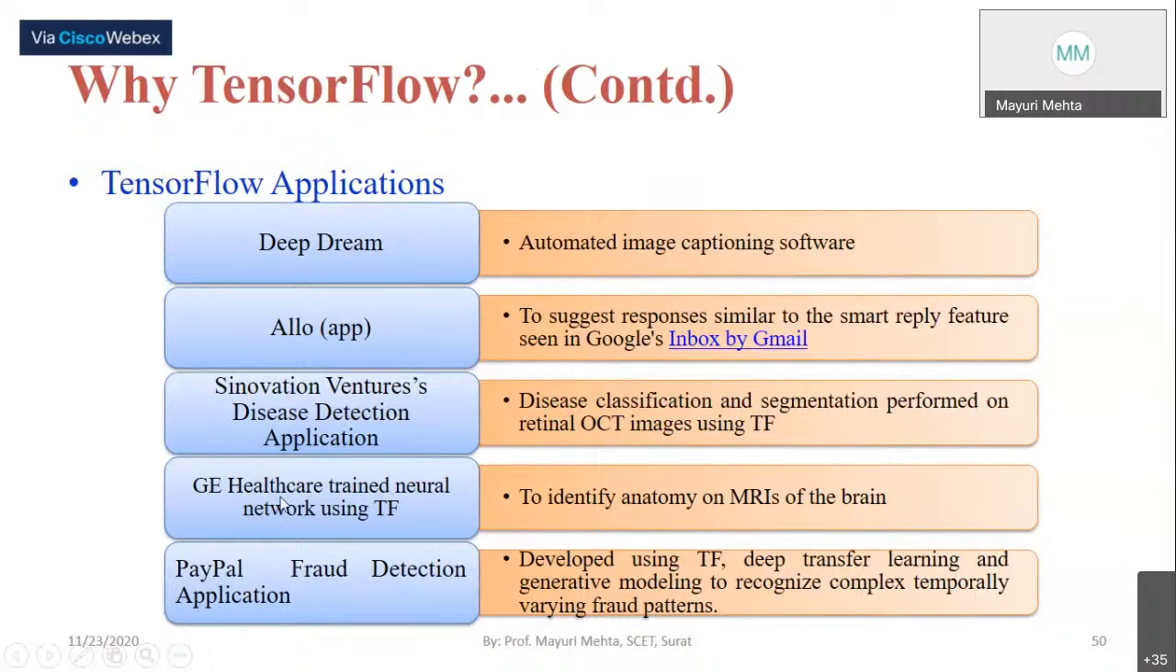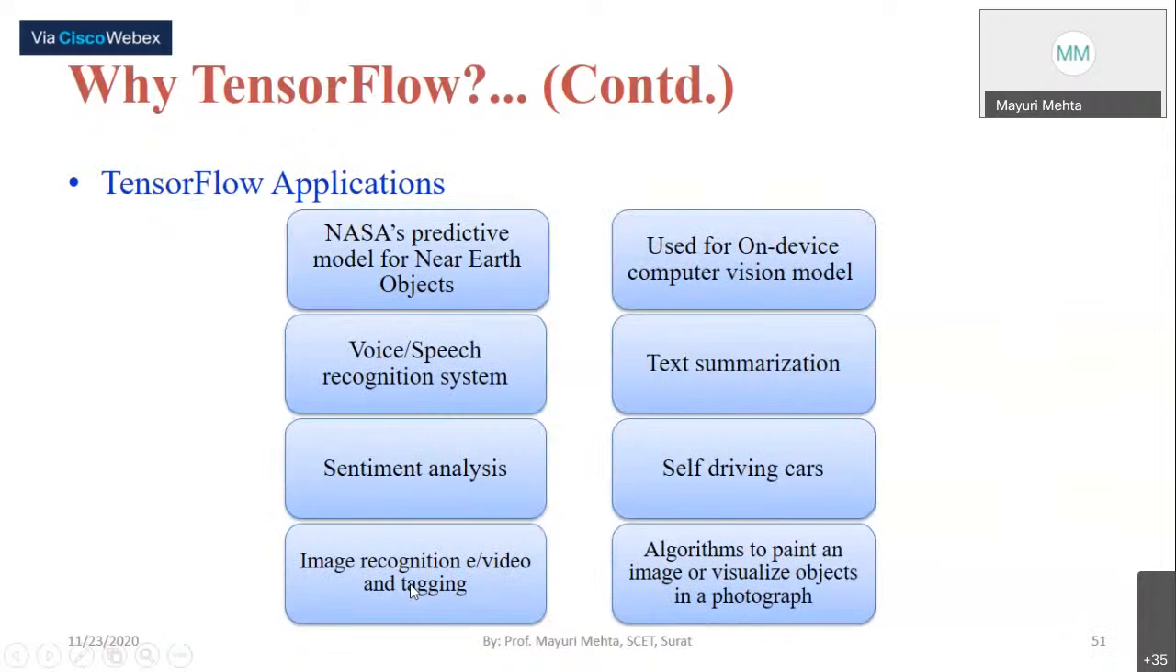These are other applications. GE Healthcare, a very active and popular organization doing research in healthcare. They have used machine learning models to identify anatomy on MRIs of the brain, and for this machine learning model to identify anatomies on MRIs, they have used TensorFlow. Even PayPal has built a machine learning model for fraud detection using TensorFlow, right? So these are the other applications.